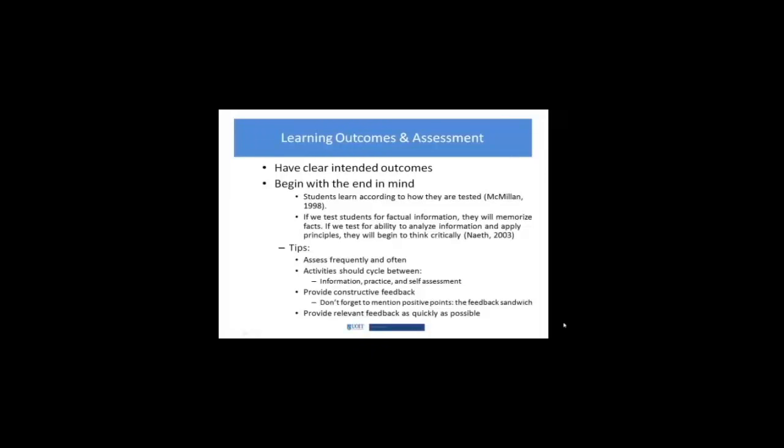It doesn't have to be for marks. It can be formative. It needs to be constructive feedback. Don't forget the feedback sandwich: positive, some areas to improve, and then end with a positive. And activities should cycle between providing information, providing opportunities for practice, then some self-assessment, then maybe some more practice and some group assessment, maybe some more practice and some self and peer assessment, and some more practice and some final assessment. So there's a variety of ways to do that.